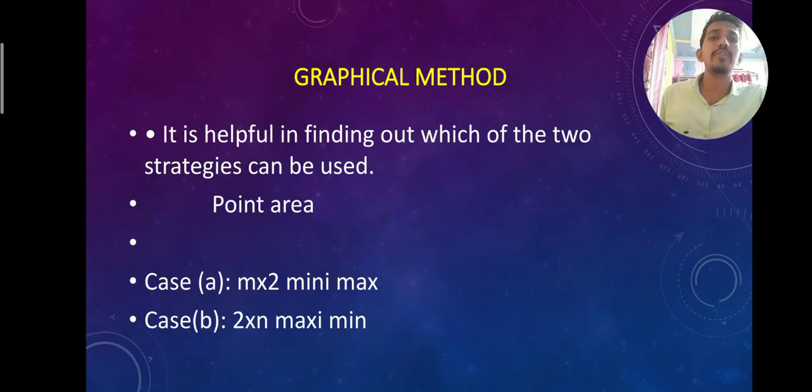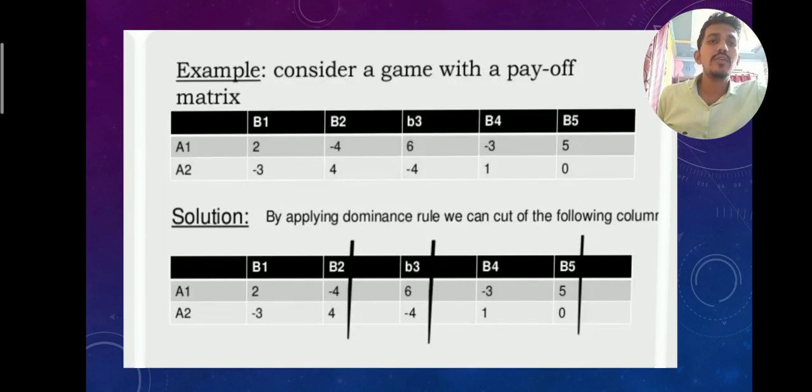Next is the graphical method. It is helpful in finding out which two strategies can be used, in the case of m into 2 minimax and 2 into n maximin. Consider a game with a payoff matrix and solve it using the graphical method. This is an example with a1, a3, b1, b2, b3, b4, b5. We use the same strategy: by applying the dominance rule we can cut the following columns.